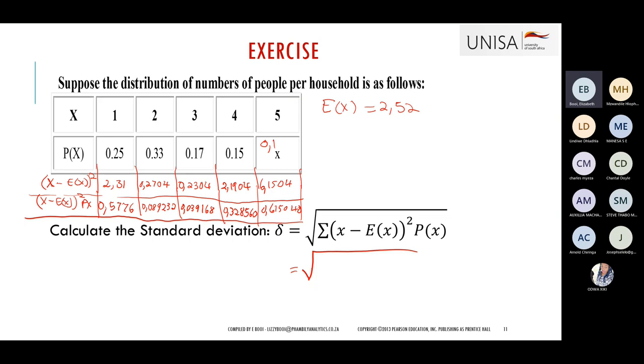0.5776 plus 0.089232 plus 0.039168 plus 0.328560 plus 0.615040 equals, and I get 1.649600, and I take the square root of the answer, and I get my answer is 1.28. Happy?